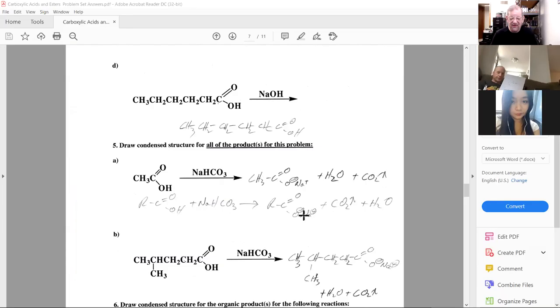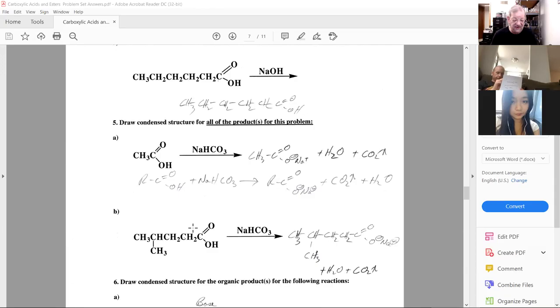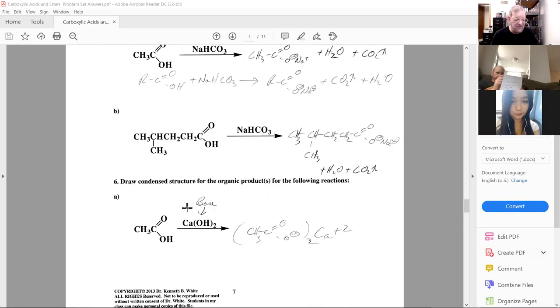Now, number five is very important. Notice the question is, draw the condensed structure for not just the organic, but all products formed for this. What are we reacting? Acetic acid, which is found in vinegar, with baking powder, sodium bicarbonate. You get back the carboxylic acid, the carboxylate anion, CO2. Notice the arrow up tells you CO2 is a gas, plus water. It doesn't matter which order you put them in. And what's our methyl? And you get this carboxylate anion, water, and CO2.